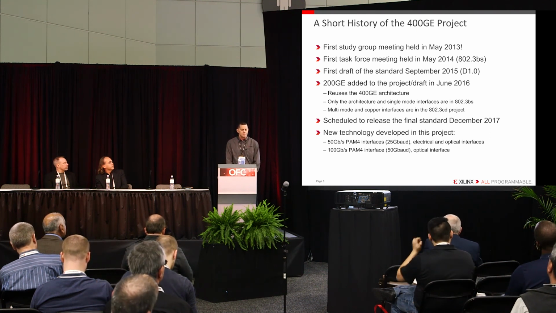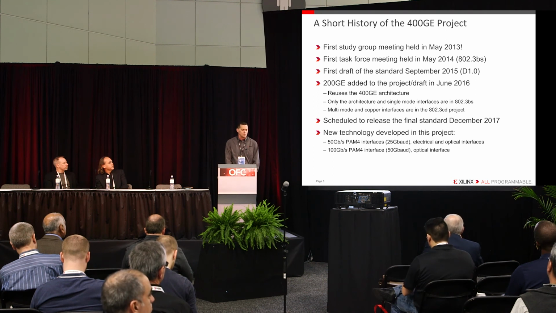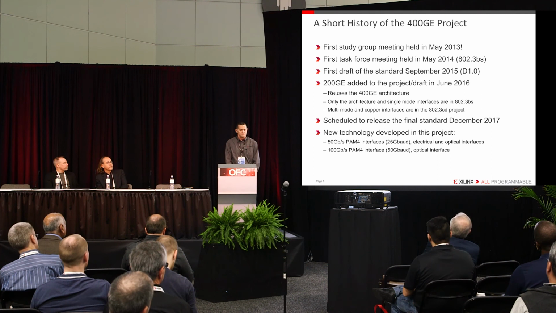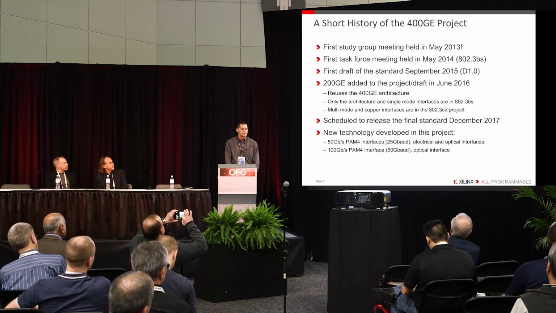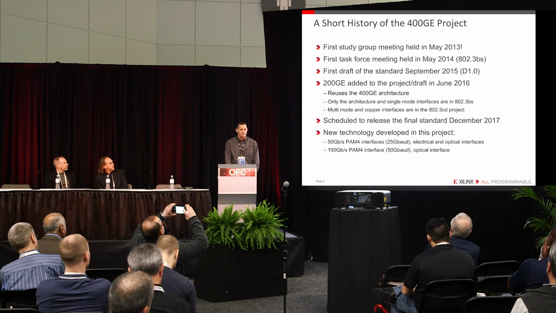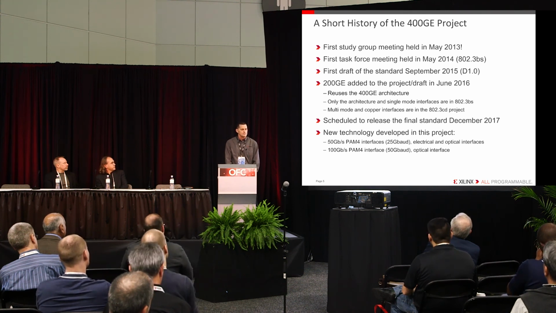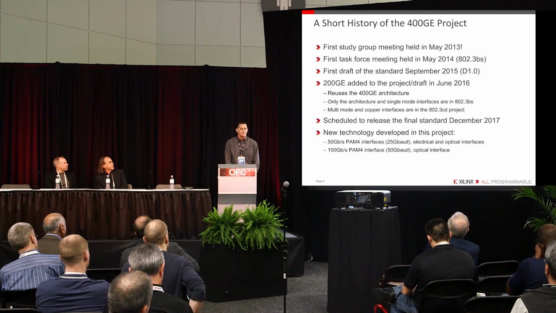New technology being developed in the project: 50 gig PAM4, with 50 gigabits per second using PAM4 modulation, has been developed in this project, 802.3 BS. That's 25 gigabaud for both electrical and optical interfaces. And there's one instance of an optical interface that's running at 100 gigabits per lane, and that's 50 gigabaud using PAM4 technology also.